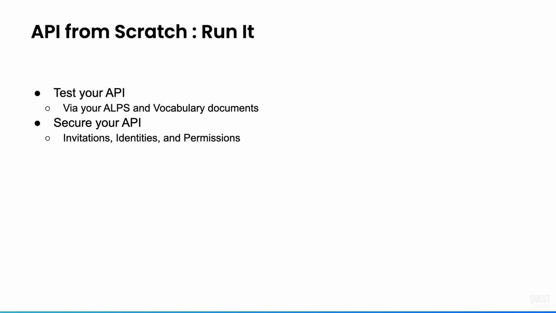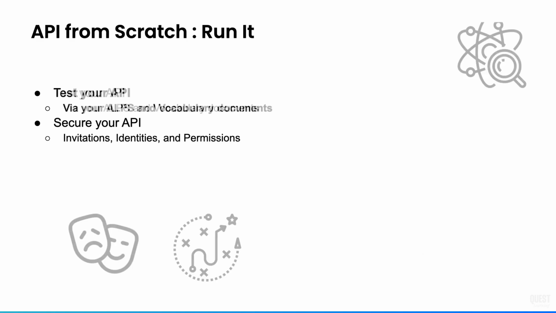And this involves two key elements. We have to test our API. It's not production ready until it's been tested. And we're going to create our tests using our ALPS and vocabulary documents from the design phase. We're going to focus on the design level tests. And next, we're going to secure our API. We can't put it in production if it's not been secured. And you'll remember we talked earlier about invitations with API keys, identities, and permissions. So we'll work on those as well.